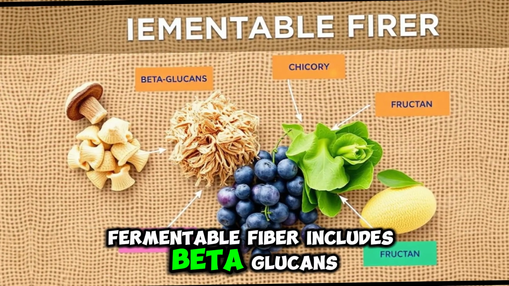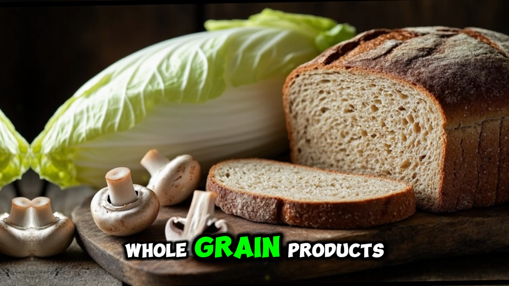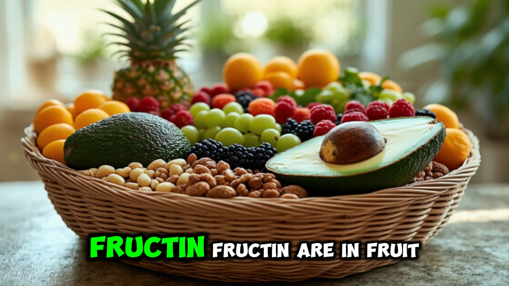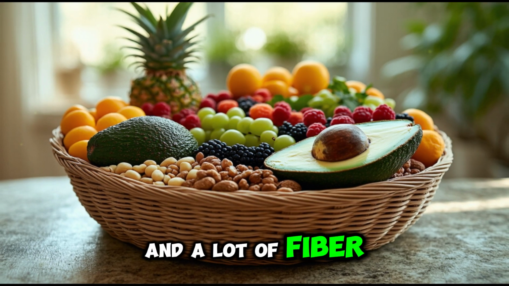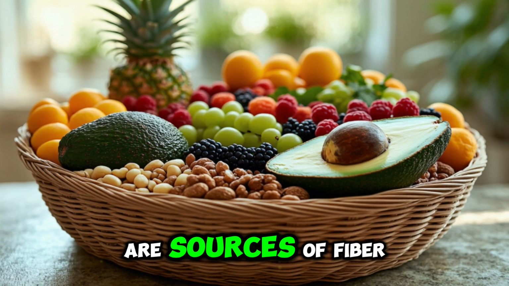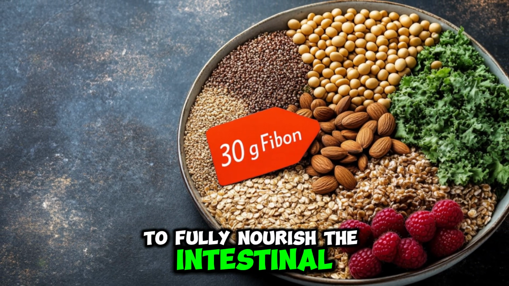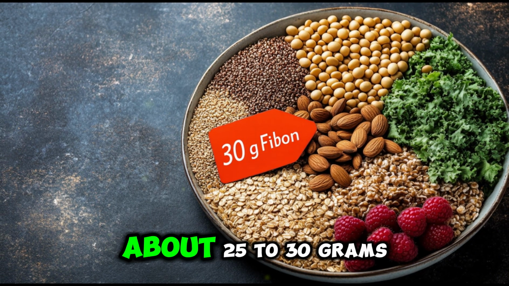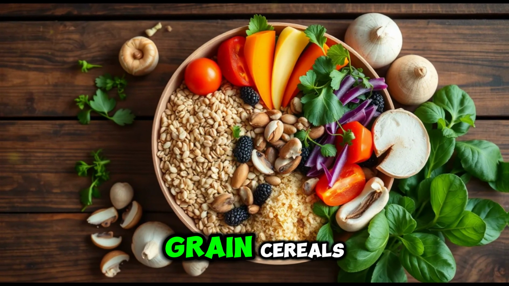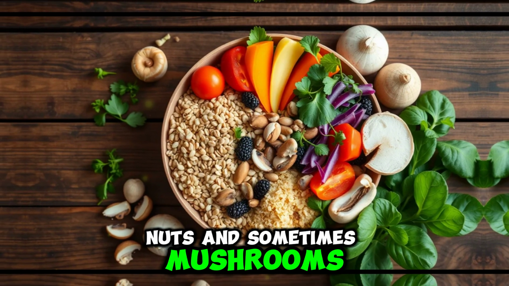Fermentable fiber includes beta-glucans, inulin, pectin, and fructans. Beta-glucans are found in whole grain products, mushrooms. Inulin is found in chicory. Fructans are in fruit, and a lot of fiber is also in vegetables, avocados, nuts, so all of these foods are sources of fiber. Non-fermentable fiber includes psyllium. To fully nourish the intestinal bacteria, a person needs to consume about 25 to 30 grams of fiber per day. The best way to do this is to eat whole grain cereals, vegetables, greens, nuts, and sometimes mushrooms.